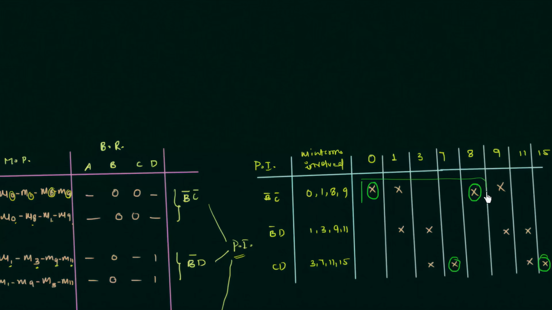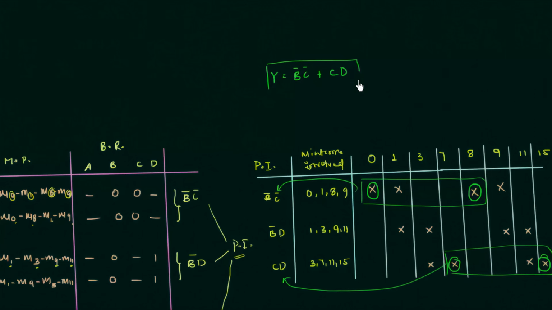For this one, we have B complement C complement, so function Y is equal to B complement C complement, or corresponding to this one we have CD. So this is our answer, and you can see we have eliminated B complement D because this is not an essential prime implicant, and we can prove it with the help of a Kmap.